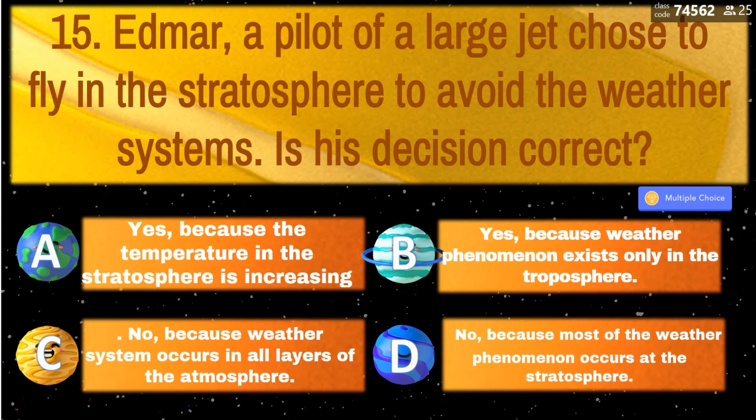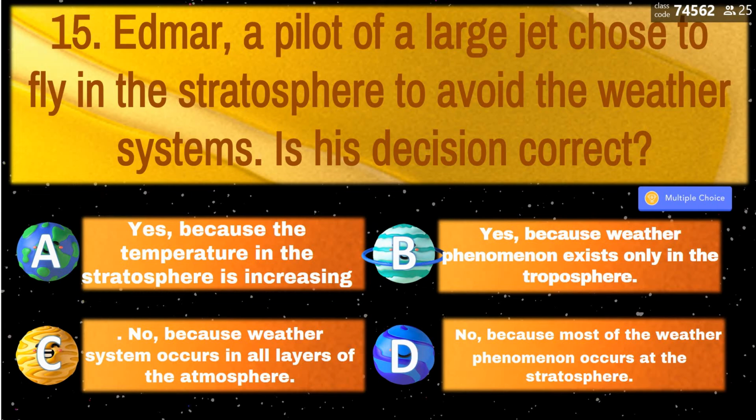Yes, because the temperature in the stratosphere is increasing. B. Yes, because weather phenomenon exists only in the troposphere. C. No, because weather system occurs in all layers of the atmosphere. Or D. No, because most of the weather phenomenon occurs at the stratosphere.